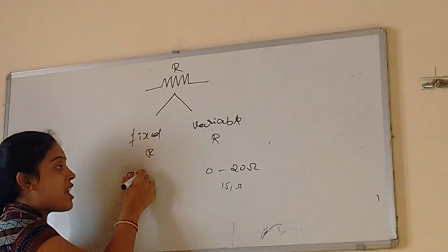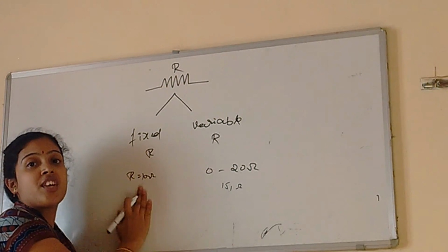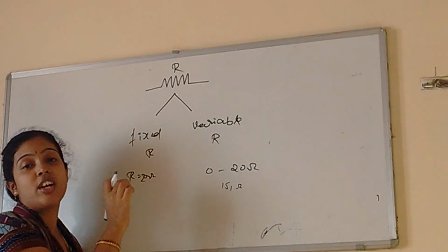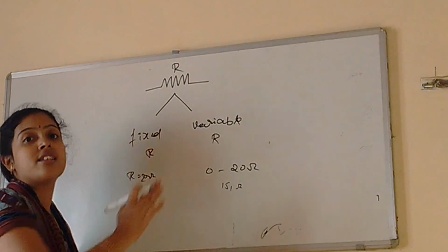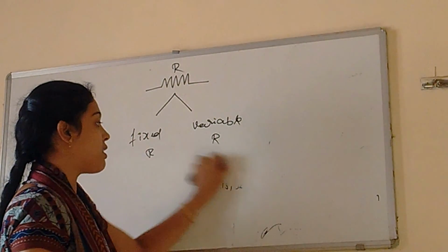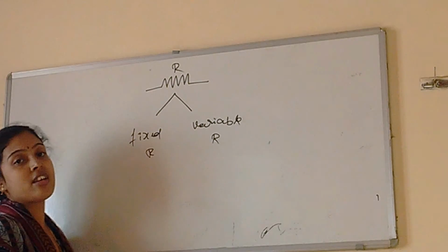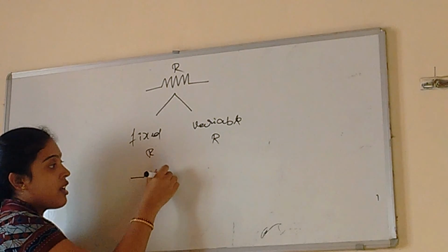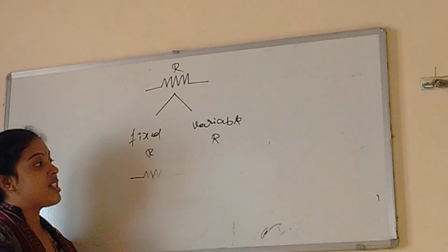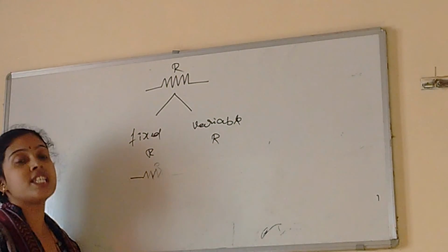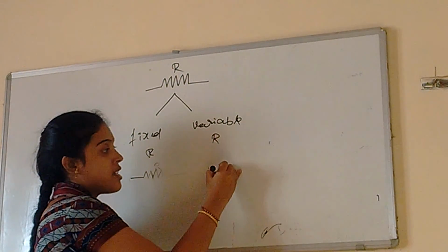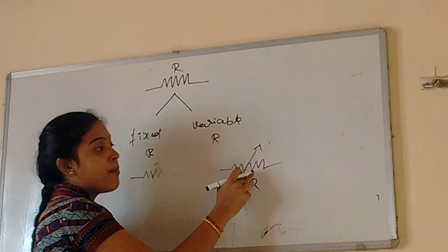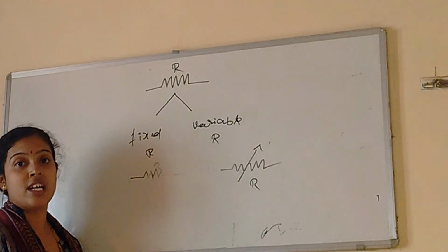In a fixed resistor, if R is equal to 10 ohm, the value of that resistance is fixed. You can't change this value. If you want a 20 ohm resistor, you have to remove this and connect a 20 ohm resistor. So this is the fixed resistor and this is the variable resistor. The representation of fixed and variable resistors is also different. This is the pictorial representation for a fixed resistor, whereas for a variable resistor we write the same resistor and make an arrow like this.